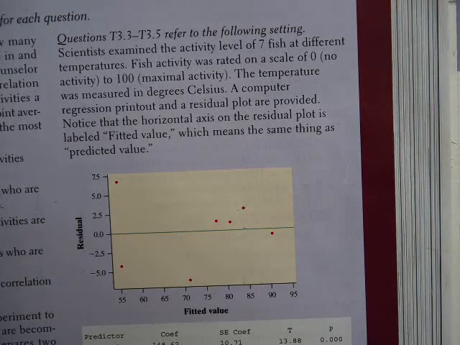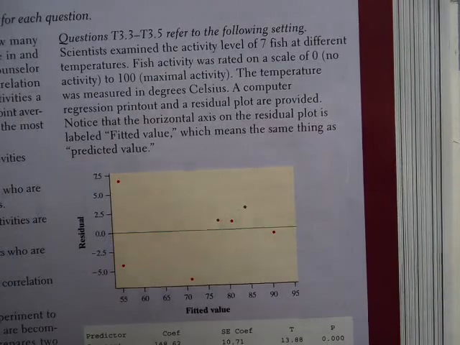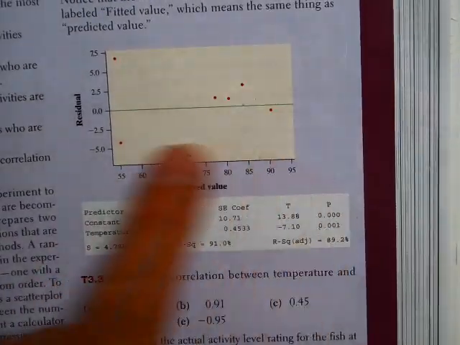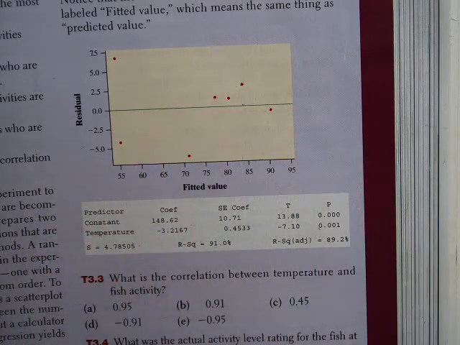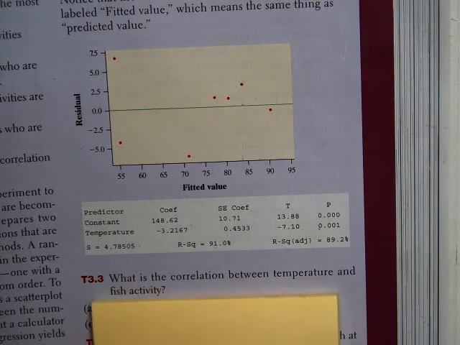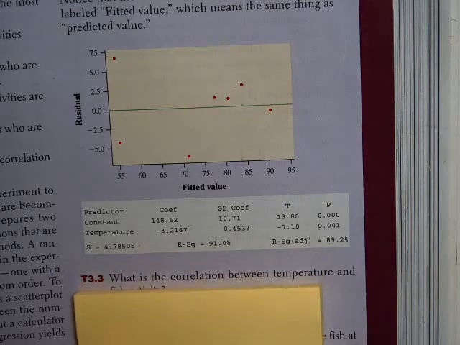Okay, so this is using a residual plot and a Minitab graph or Minitab data analysis thing here. And we're going to use that for 3 through 5. And these three are particularly tricky, I think. So hopefully I can square you away on this a little bit.